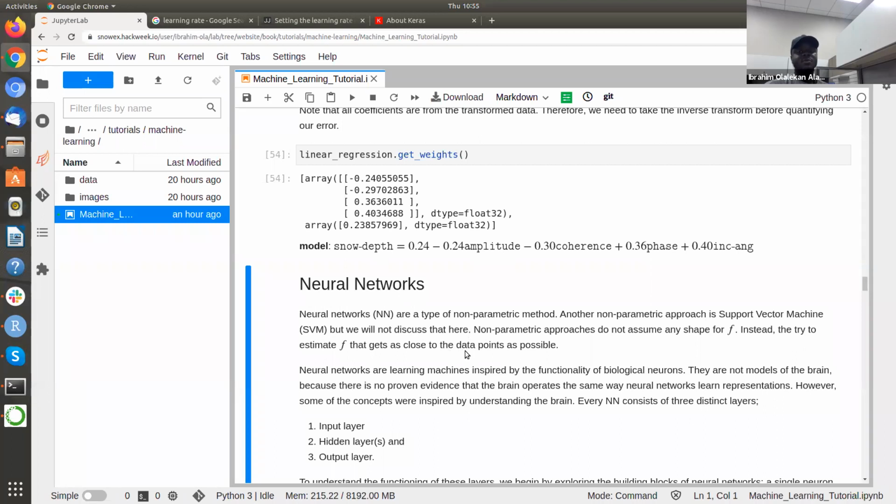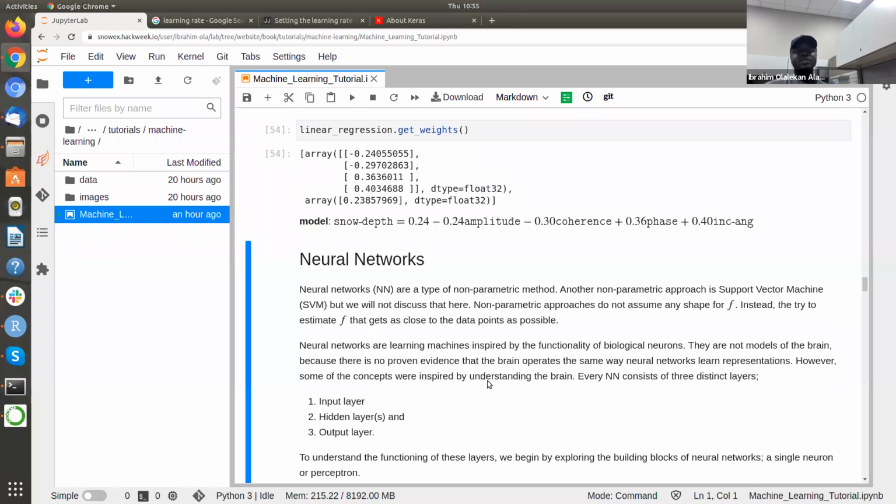So, and here the data points means the training data sets. Neural networks are machines that are inspired by the functionality of biological neurons, and they are not models of the brain, but some of the concepts in deep learning or in neural networks were inspired by understanding the brain.